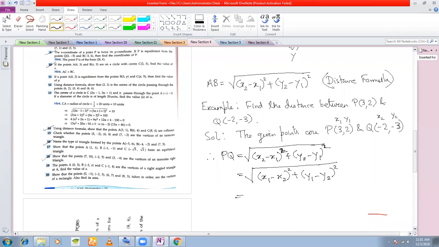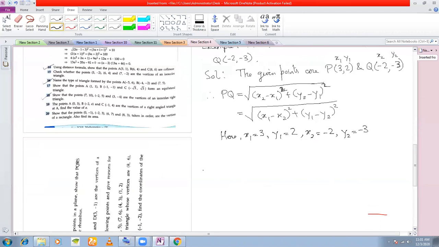Okay, so now let us put the values here. Root over of x1 minus x2. What is x1 here? Let us write the points here. Here x1 is 3, y1 is 2, x2 is -2 and y2 is -3. Now we'll work with the signs. Remember, do not make sign mistakes.